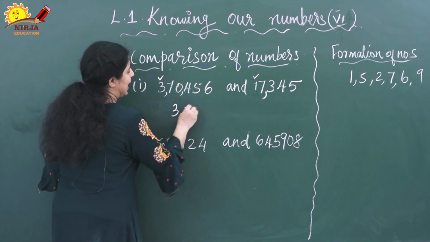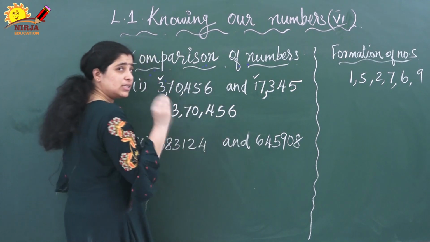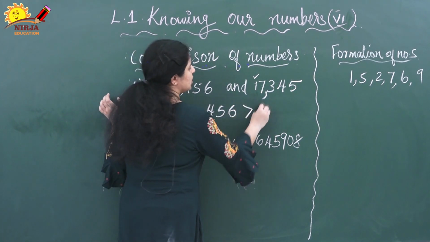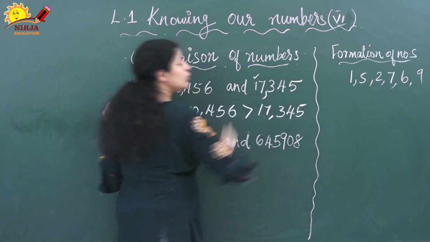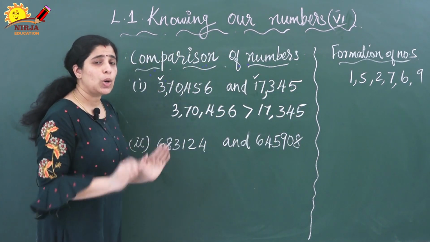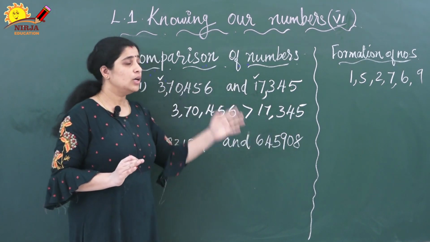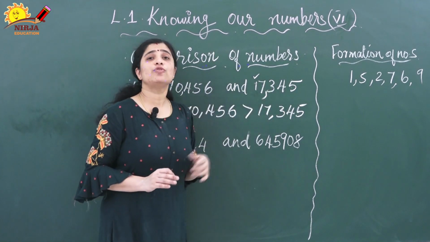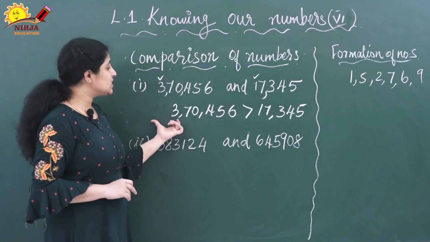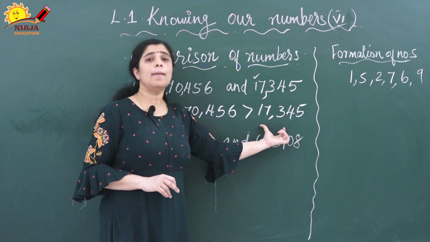So 3,70,456 will be greater than 17,345. First you have to consider how many digits are there. We counted here: this is a 6 digit number and this is a 5 digit number. So the 6 digit number is greater than this 5 digit number.